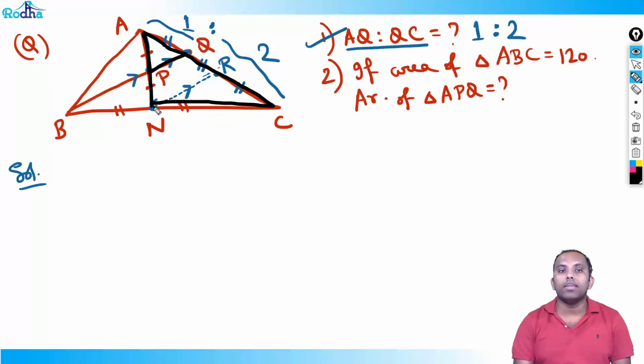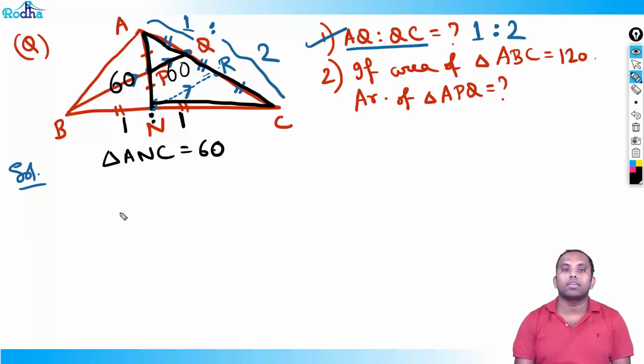What is the area of triangle ANC? The area of triangle ABC is 120, so the area of triangle ANC will be how much? 60. Because N is the midpoint, the ratio is 1 is to 1. So 120 becomes 60 and 60 on both sides. So the area of triangle ANC is 60.